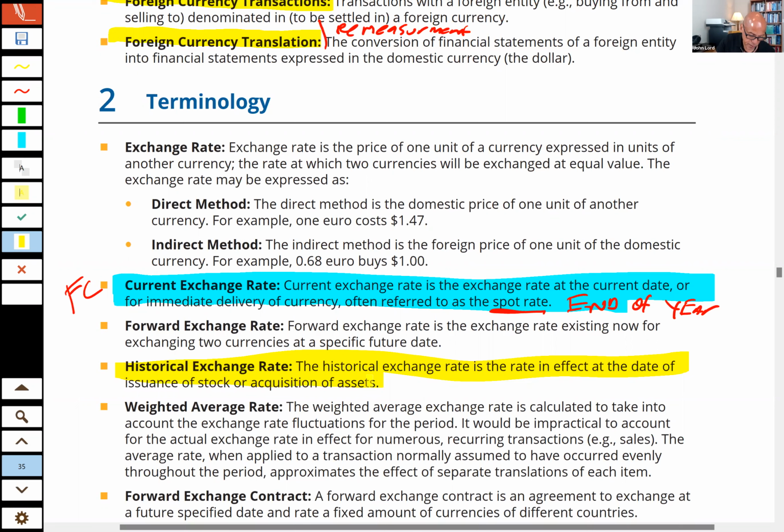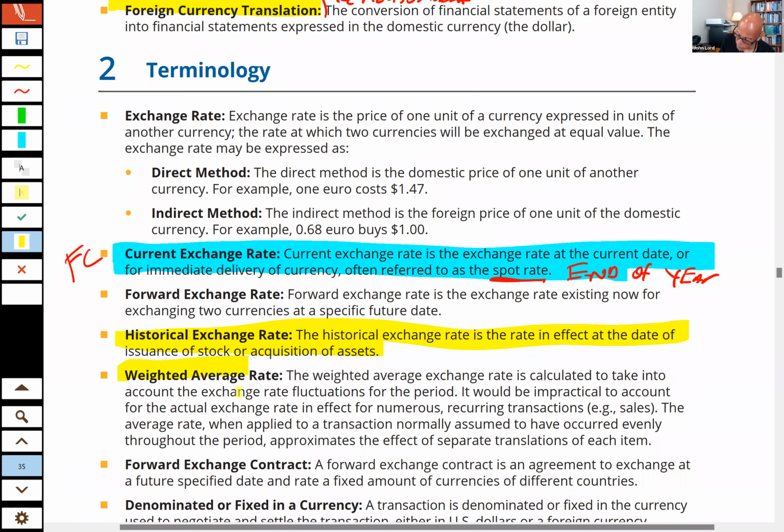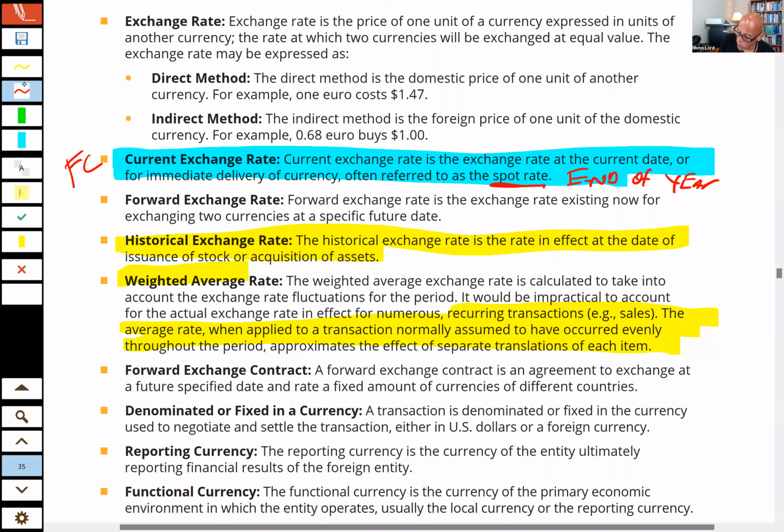Weighted average rate. When we talk about weighted average, it would be used for recurring transactions such as sales, when something has occurred evenly throughout the year. And note that this often will apply to inventory and cost of goods sold. So they'll tell you that inventory is acquired evenly throughout the year, or if they tell you sales occur evenly throughout the year, then the related cost of goods sold must have occurred evenly throughout the year, right? Since there's a direct matching there between your cost and your sales.